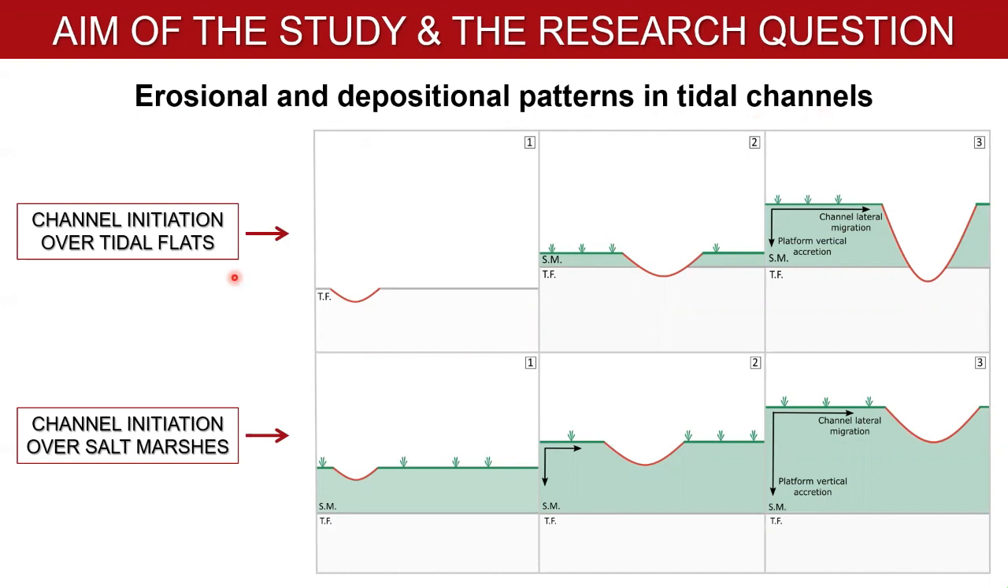In particular, we analyze whether tidal channels are first initiated over tidal flat surfaces and then inherited by saltmarshes, or if tidal channels are capable of incising the vegetated saltmarsh surface, overwhelming the erosion resistance to channel incision provided by vegetation. To do this, we consider two fundamental characteristics of the tidal environments that are platform vertical accretion and channel lateral migration.